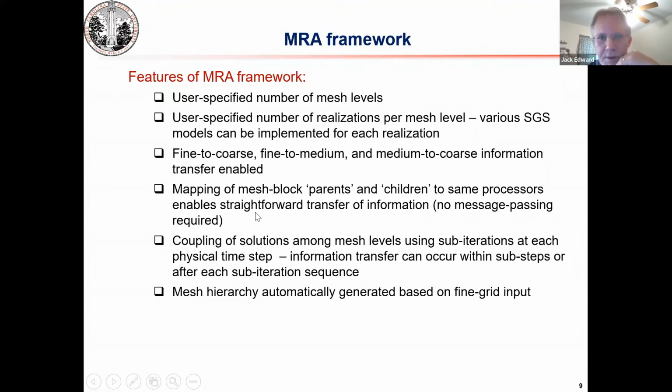There are some things we do with parallel processing just to make things straightforward, and I won't discuss them in much detail, but one of the things we do is we time couple the solutions. So we have a sub-iteration sequence that will, at each physical time step, make the solutions evolve in tandem. And you can do this essentially by transferring information within the substeps, or after each sub-iteration sequence. The results really don't change a lot depending on what you choose here. And we're currently working on building this mesh hierarchy automatically based on the fine grid input. So that's something that's in progress.